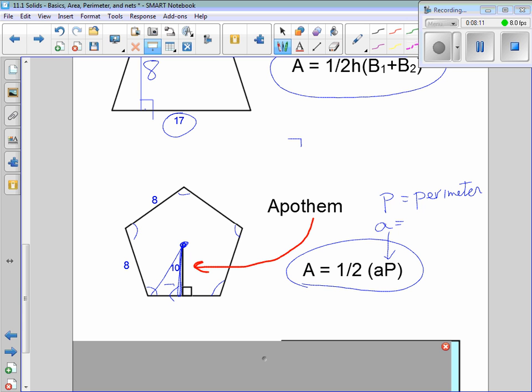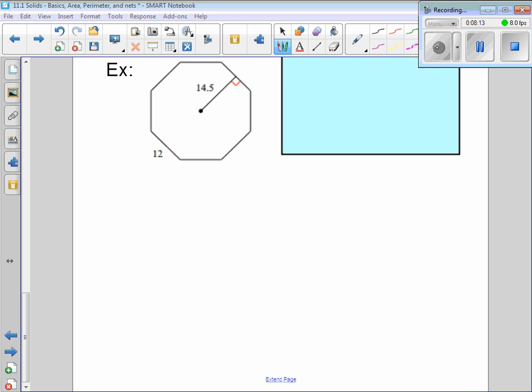Okay? So let's continue. Okay, so using that formula, I want you to go ahead and calculate the area of this shape. Go ahead and put me on pause and come back and check your work.